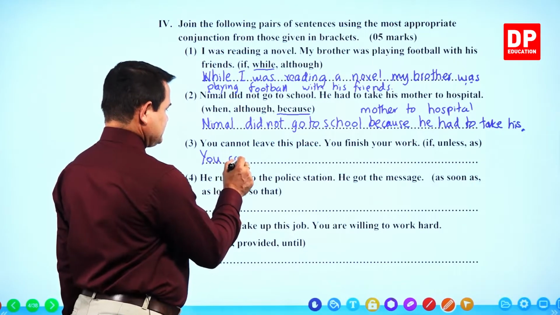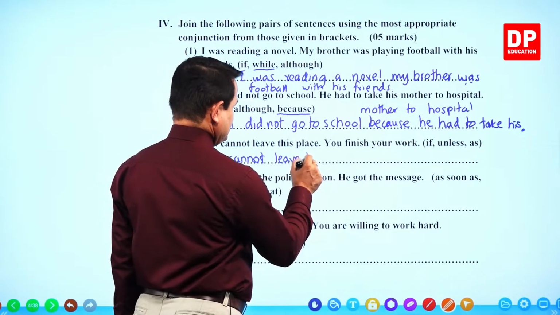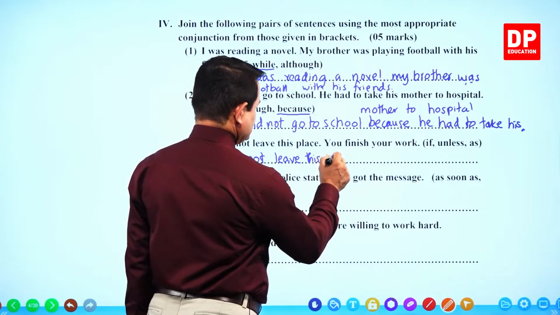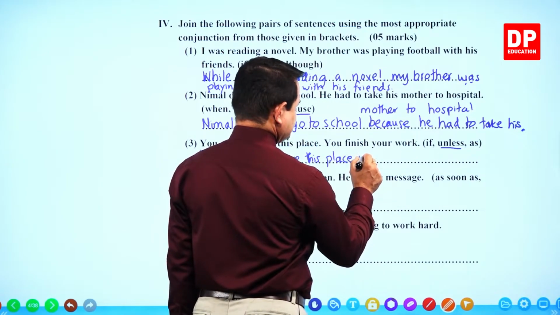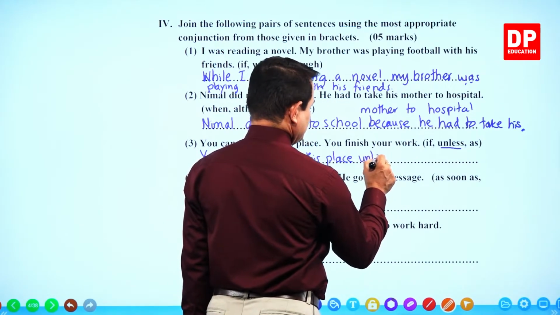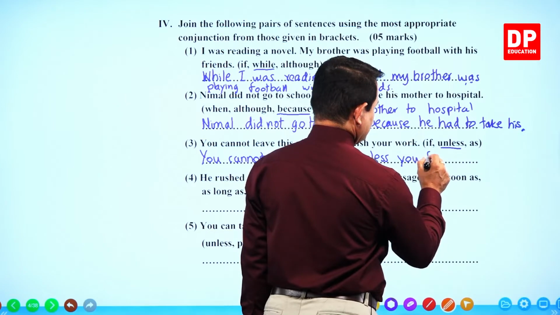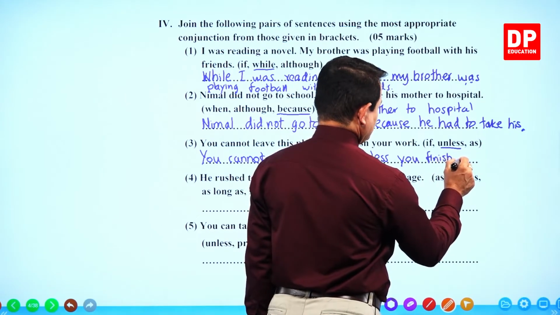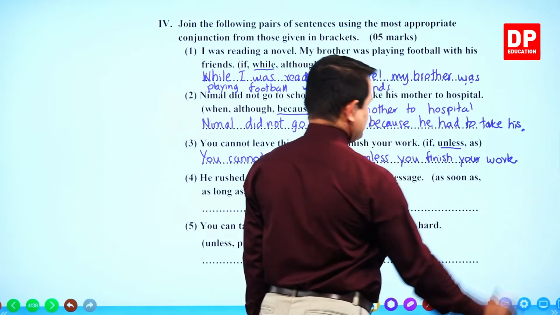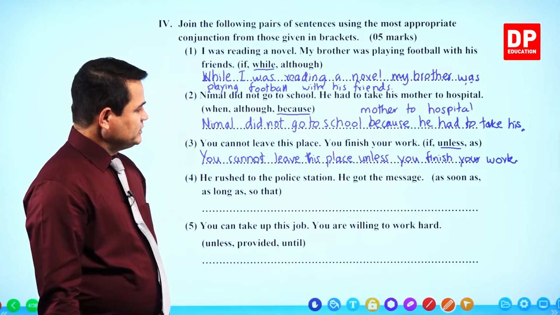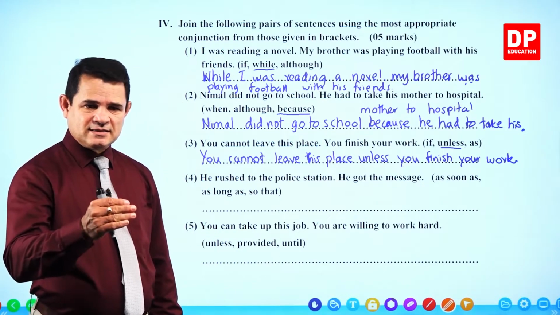You cannot leave this place. Joining word is unless. නැත්නම්. Unless you finish your work. You cannot leave this place unless you finish your work. මේ වැඩේ ඉවර කරේ නැත්නම් ඔයාට මෙතනින් යන්න බෑ.